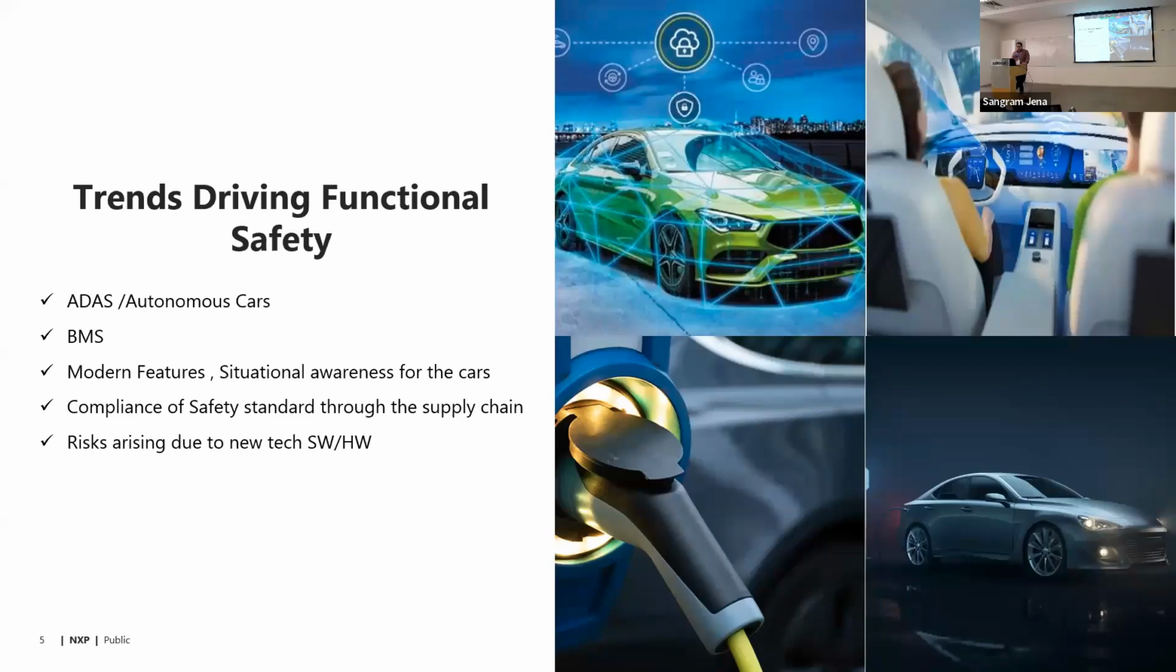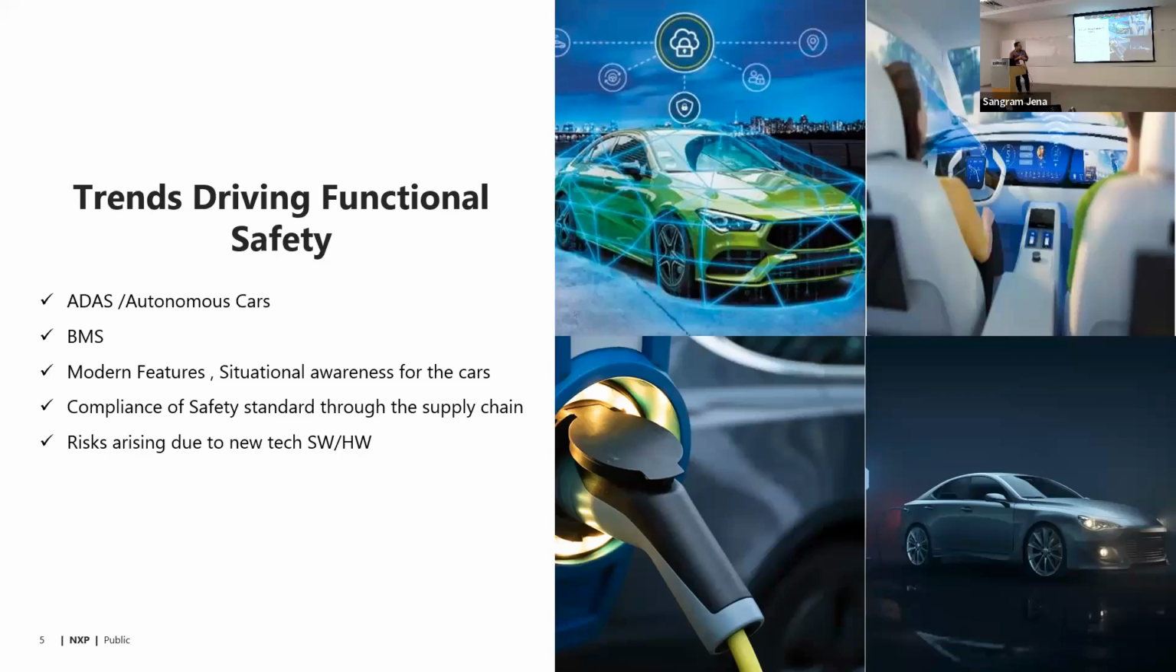The modern cars, because of the level of autonomy that is being demanded by the customers and the market, there has to be a certain sense of situational awareness for the cars, and that is where the radar sensors come into the picture. One more important thing is compliance to the safety standard. It has traversed through the supply chain. It is no longer the responsibility of one particular player to make sure that the product is compliant to the safety standards. So the OEM, the tier ones, the tier twos, everybody has to play their part. Everybody has their own share of responsibilities as part of this standard.